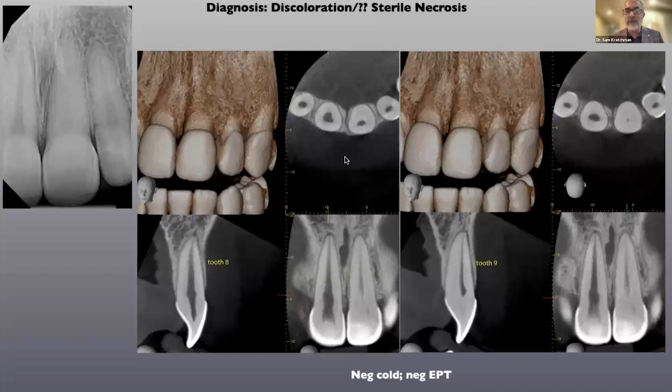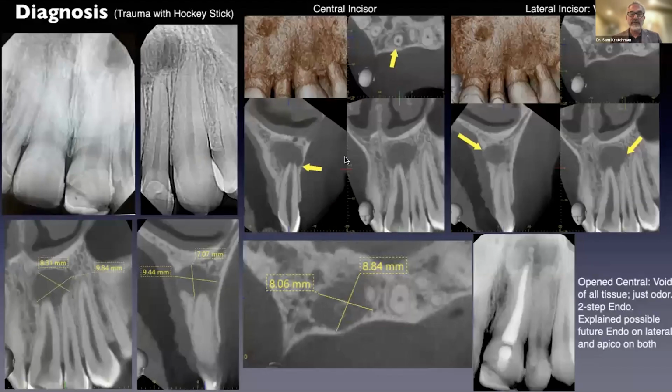This is a sterile necrosis, I call it. It was negative to cold, negative to electric pulp test. So yes, it is necrotic, but sterile. There's no lesion, there's no symptoms. So something like this, there's no correct answer. External bleaching is not going to work. And maybe a veneer is good. A veneer is difficult to do on one tooth. We have to do two veneers to try to solve this problem. So a little bit of a dilemma here, but interesting cone beam clearly showing the difference between these two canals.